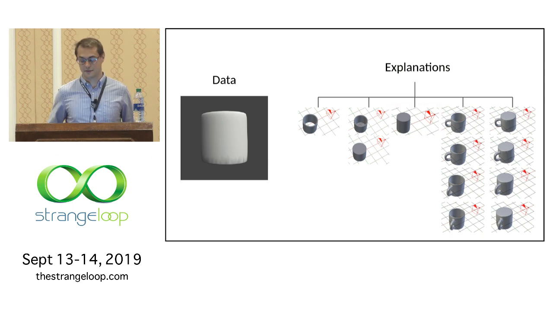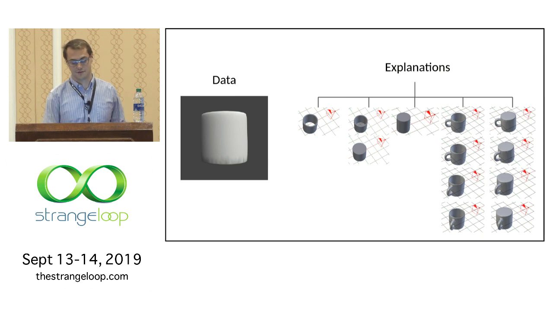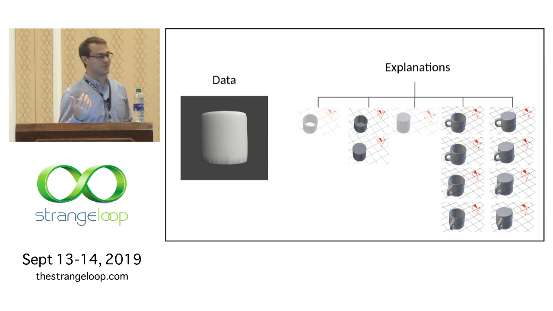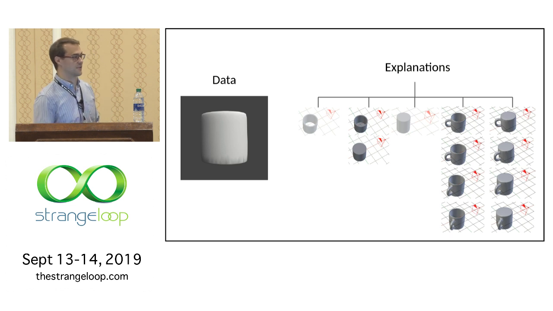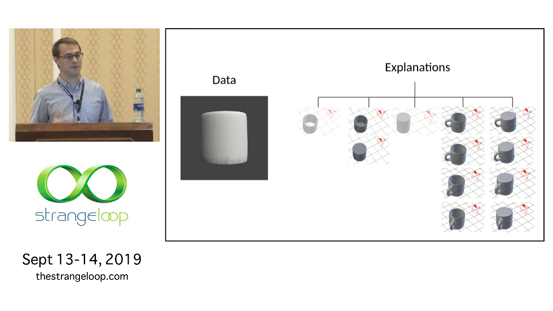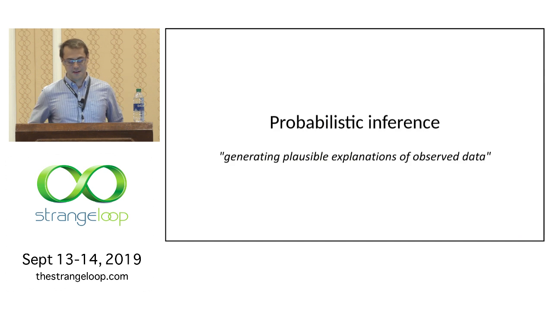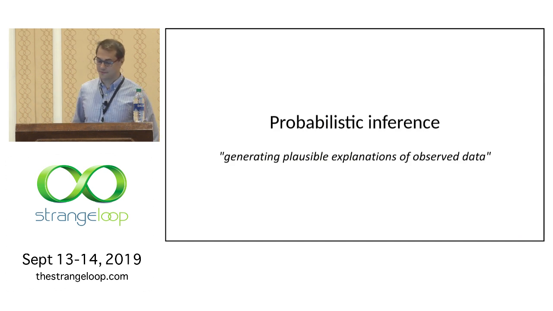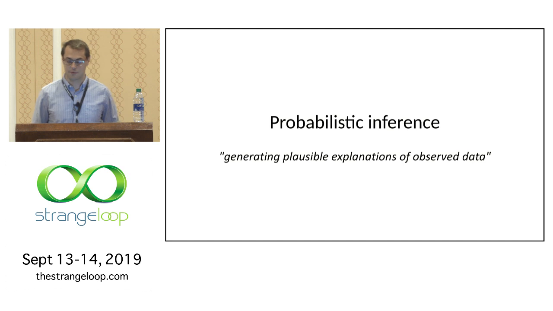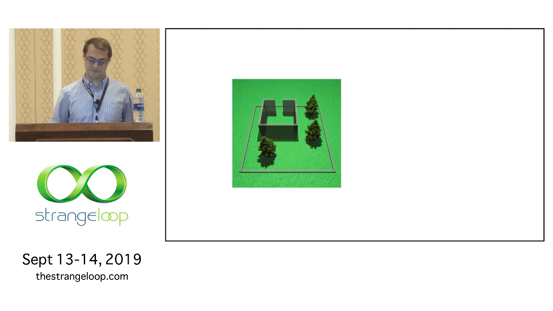So the set of possible explanations that we're willing to consider is one of the key types of assumptions that we bring to the problem. And we might also assume that some types of objects are more likely than others, right? So maybe hollow cylinders and strange solid cylinders are less likely in your environment than mugs and cups. So if you see this image, maybe you're more likely to think it's a mug or a cup than a strange hollow cylinder. So these are all examples of probabilistic inference, which we can think of as generating plausible explanations of observed data.